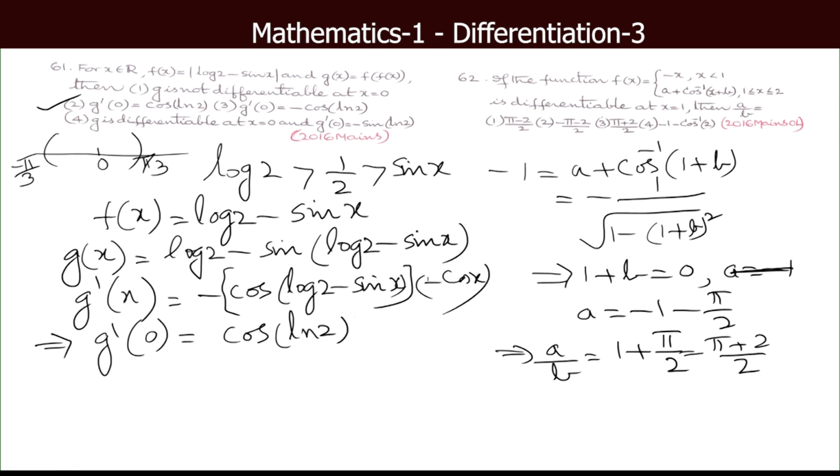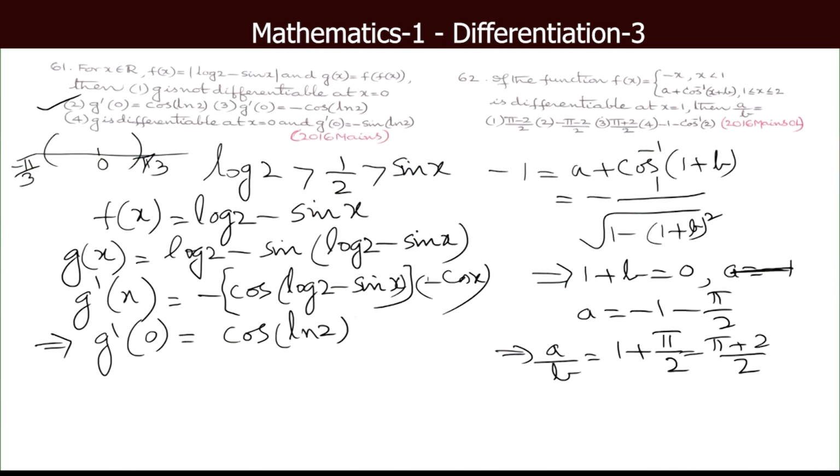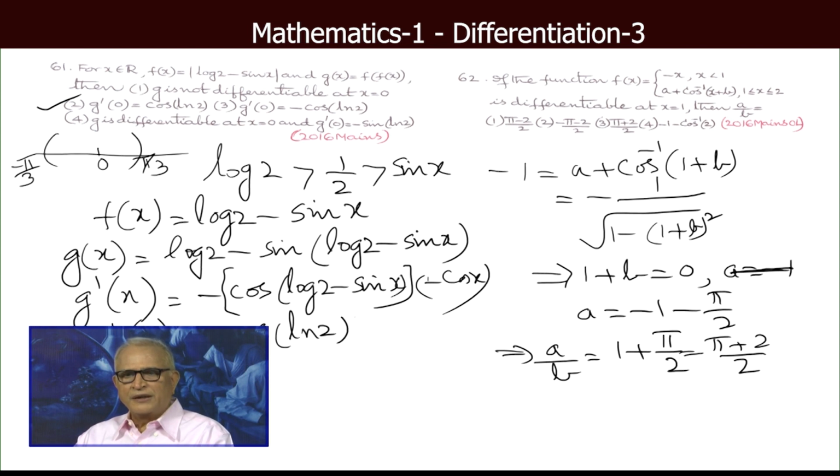Follow this. First of all, use the property of continuity. The left and the right limits of f at x equal to 1 must be equal. The left limit is minus 1. The right limit is same as the value, which is a plus arc cosine of 1 plus b. And also the two-sided derivatives must be equal, because f is differentiable at x equal to 1. The left hand derivative is once again minus 1. The right hand derivative is the derivative of a plus arc cosine of x plus b, which is minus 1 by root of 1 minus (x plus b) whole square.